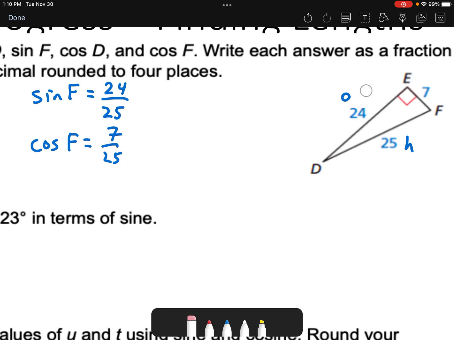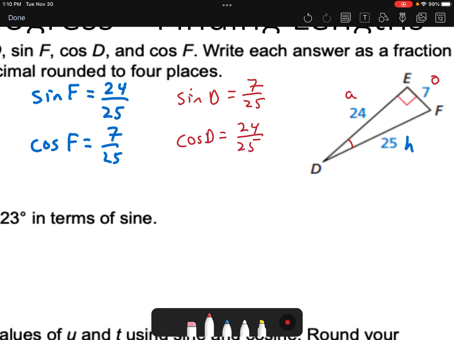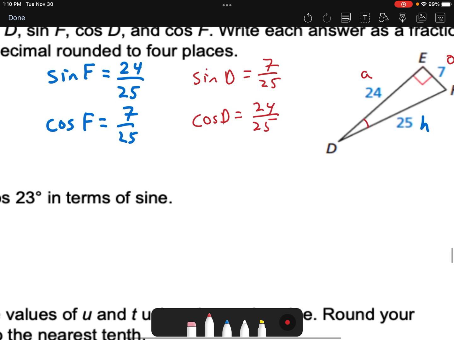Now we're going to erase my F and my O and A. We're going to change gears, and we're going to use angle D. So that's opposite and that's adjacent. So now what's the sine of D? Well, that would be 7 over 25. And the cosine of D would be 24 over 25. Which again, they're cofunctions, so that makes perfect sense. The sine of F should equal the cosine of D, and the cosine of F should equal the sine of D.